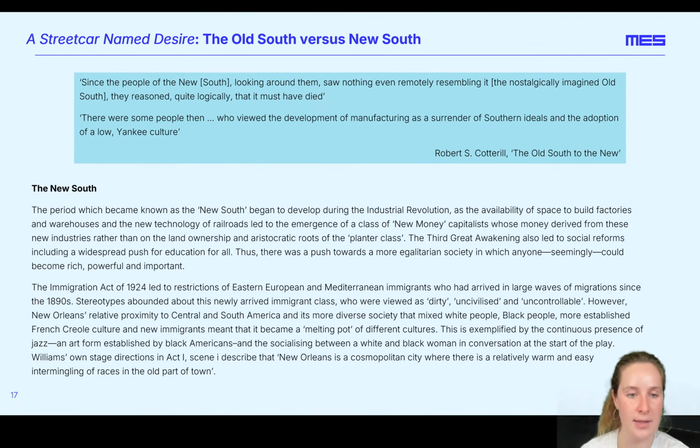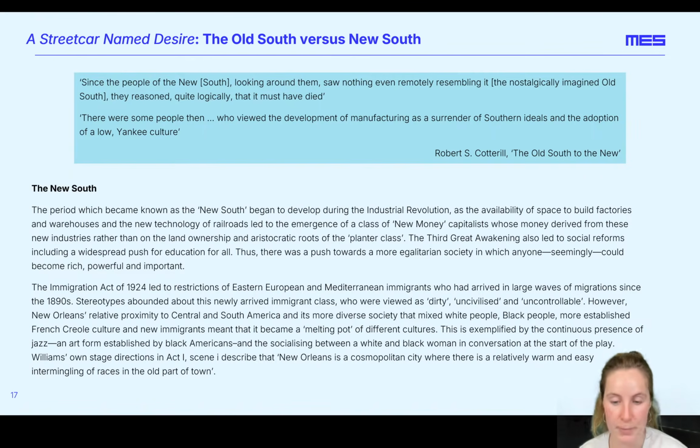So this idea of thinking that, okay, why is there a New South? Looking back, it must have been because we changed entirely as a society. Something has died. That means that we have this new way of living now. Is that the case? Arguable, I would say no. But this idea of people thinking they'd lost their way, that they lost their culture.